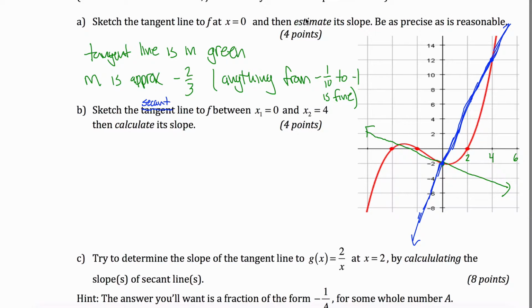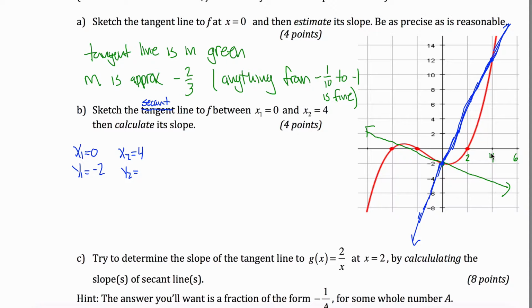Calculate its slope. Don't estimate its slope, calculate its slope. How can I calculate its slope? Well, I have 2 points right here. I got x1 equals 0 and y1. Just from looking at the graph, I can say that the y coordinate when x equals 0 is -2. And then I got this other point right here, x2 is equal to 4, and y2 is equal to the height at 4 right here.